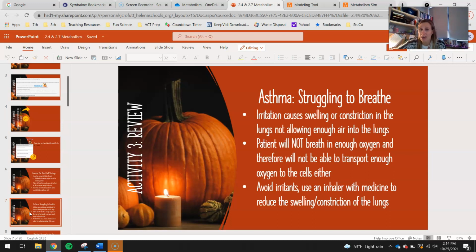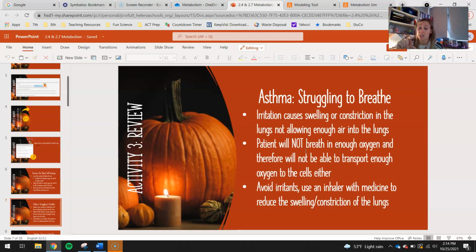Okay, we have some kind of irritation in our lungs that causes swelling or constriction, meaning that we can take a breath in, but all that oxygen isn't getting to where it needs to be in our lungs. So we're not allowing enough air into the lungs, so the patient will not breathe in enough oxygen and therefore will not be able to transport enough oxygen to the cells either. So they have a normal number of red blood cells, but they just don't have as many passengers or oxygen molecules to take around to the cells.